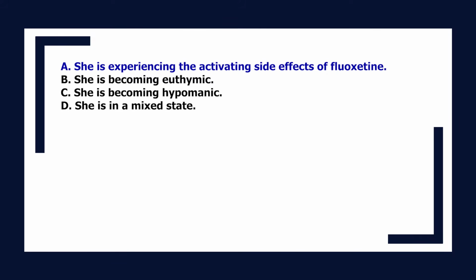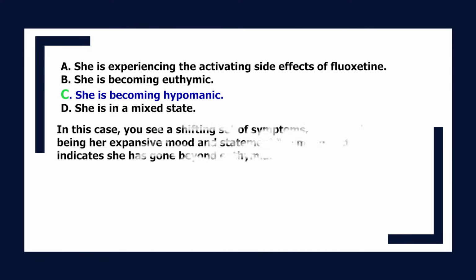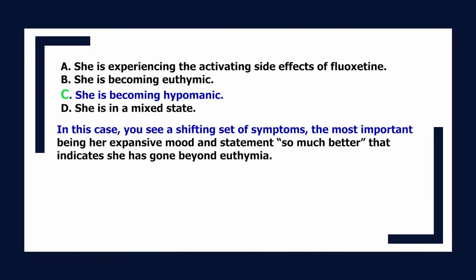A. She is experiencing the activating side effects of fluoxetine. B. She is becoming euthymic. C. She is becoming hypomanic. D. She is in a mixed state. The correct answer is C. She is becoming hypomanic. In this case, you see a shifting set of symptoms, the most important being her expansive mood and statement, "so much better," that indicates she has gone beyond euthymia.